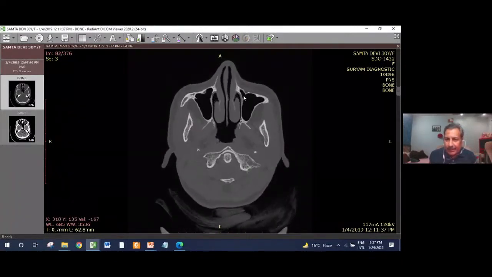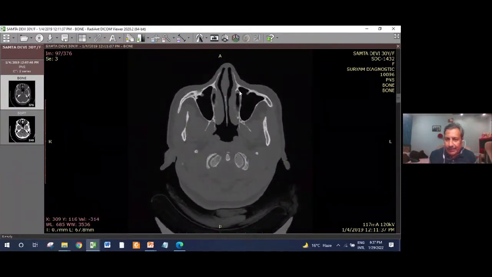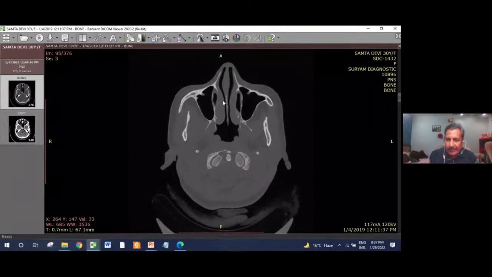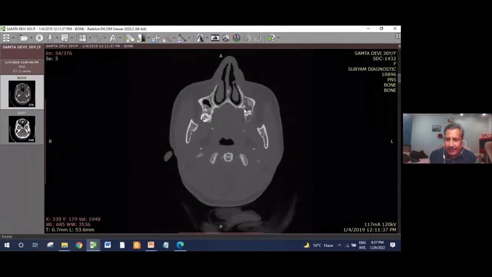See the drainage pathway of the maxillary sinus, how it passes through the uncinate bone, and everything is best ascertained on the axial plane. Then the Onodi cell you can see best on the axial plane. If it is present, let me show you.